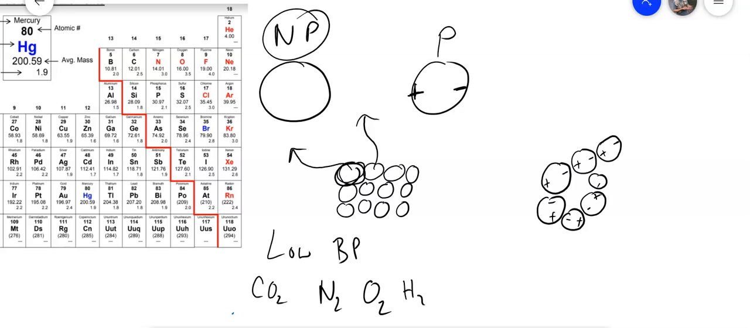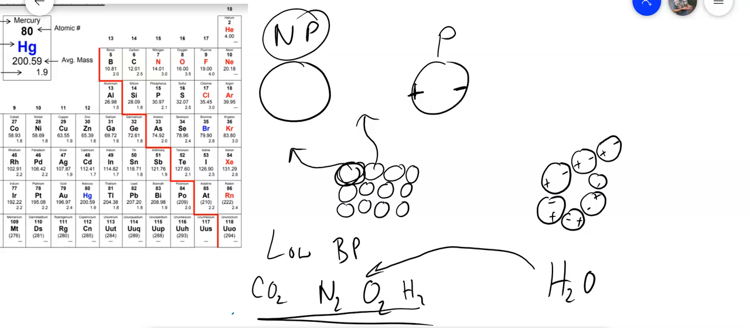This would be like water, right? And a water molecule, by the way, is relatively the same mass as these nonpolar molecules, which are gases at room temperature. But water is a liquid at room temperature. Why is that? When we put a bunch of water molecules together, they're attracted to each other. And you might remember they're attracted by hydrogen bonding, right?